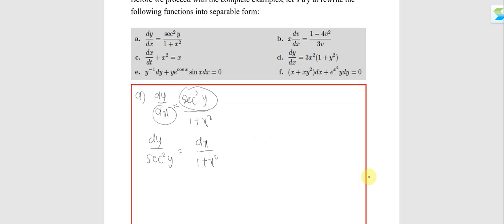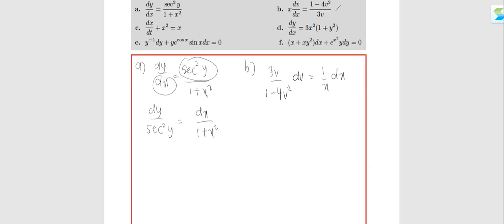So for B, you have this equation. So from here, you have 3v over 1 minus 4v square dv equals 1 over x dx. Okay, so try to do the rest.